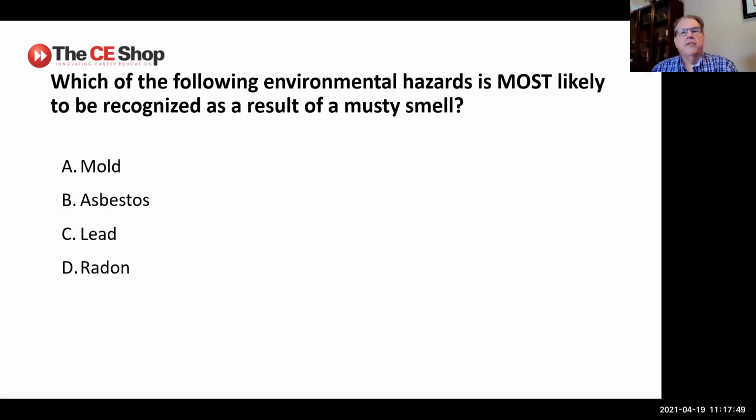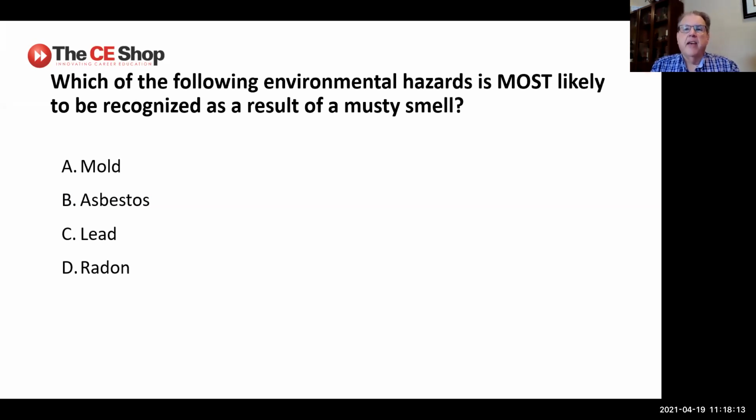Which of the following environmental hazards is most likely to be recognized as a result of a musty smell? That's an interesting one. I'm wondering, would asbestos have a musty smell? I don't think so. It's odorless. Lead? No one's ever told me that lead had a musty smell.